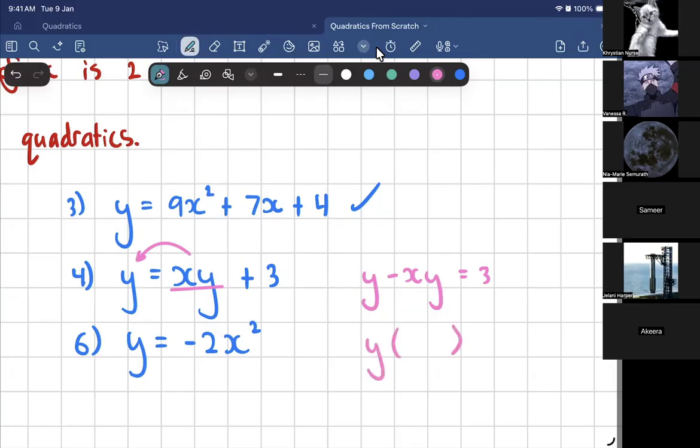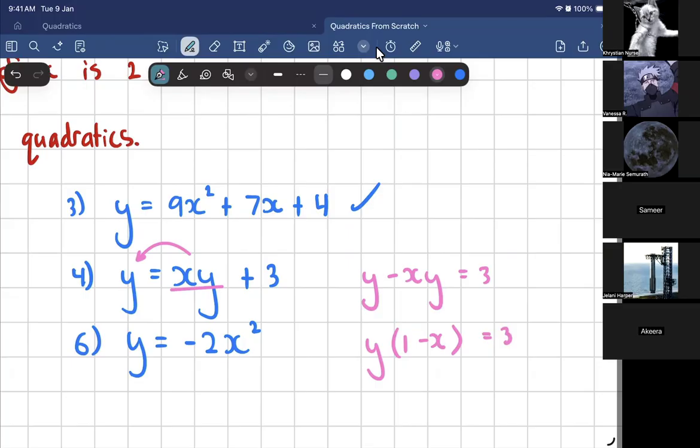So if I factor out the y term, what would I multiply y by to get back y? 1, right? So I could write 1 here. And if I factor out the y from minus xy, what would I write in the bracket? Negative x. Yeah, negative x. And that will be equal to 3. Let me know if you're okay with that.